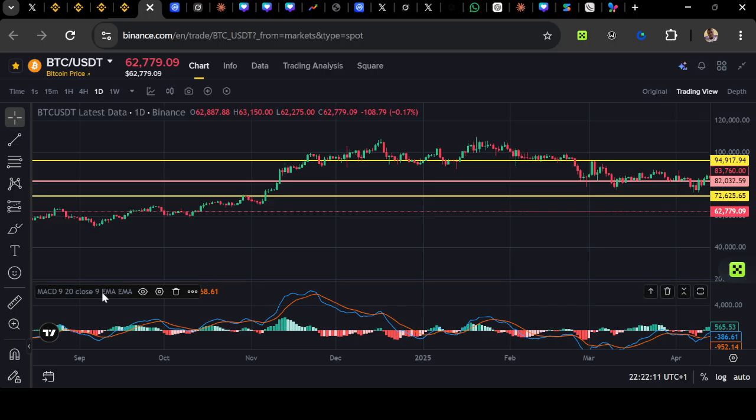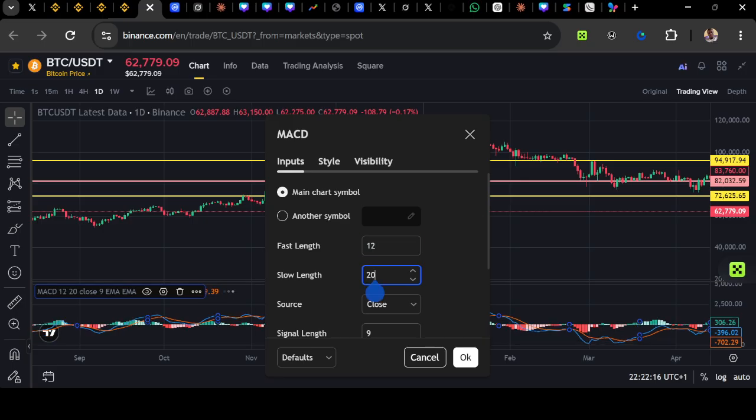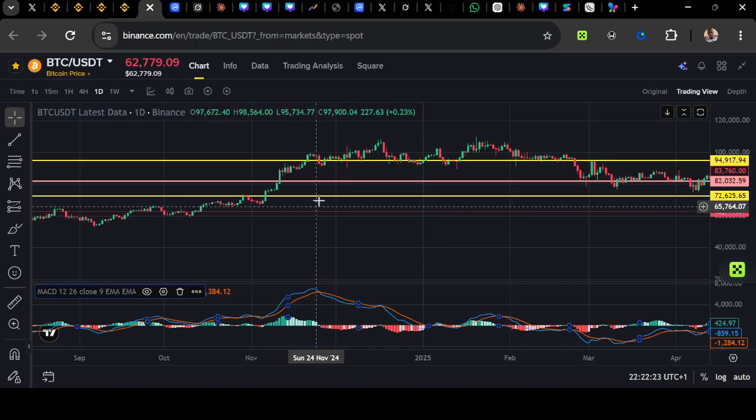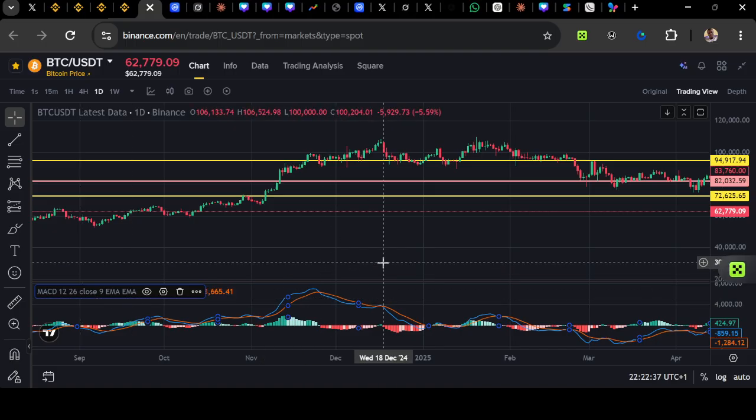Now let's change it to the standard one that we have, 12 and 26. That is the default setting. Now when you change it, you discover that almost the same thing happened again. At this point it shows you that the market is about to come down a bit. So it all depends. There's no standard way of doing it, but personally I would prefer to just leave it at 12 and 26, because I've experimented with this and I discovered that it just works fine. So that is everything you need to understand about MACD.